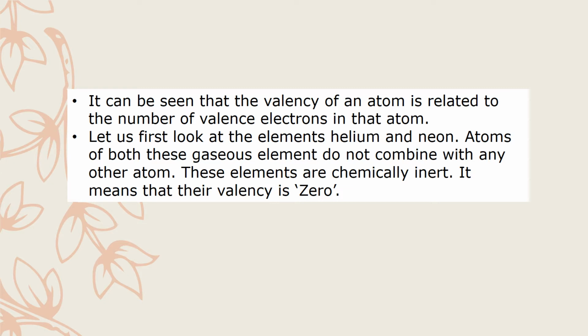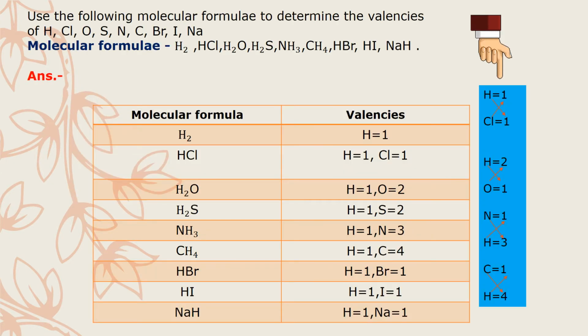So let us first look at the elements helium and neon. Atoms of both these gaseous elements do not combine with any other atom. So these elements are chemically inert. It means that their valency is 0. Now the valencies of hydrogen, chlorine, oxygen, sulfur, nitrogen, carbon, bromine, iodine and sodium.